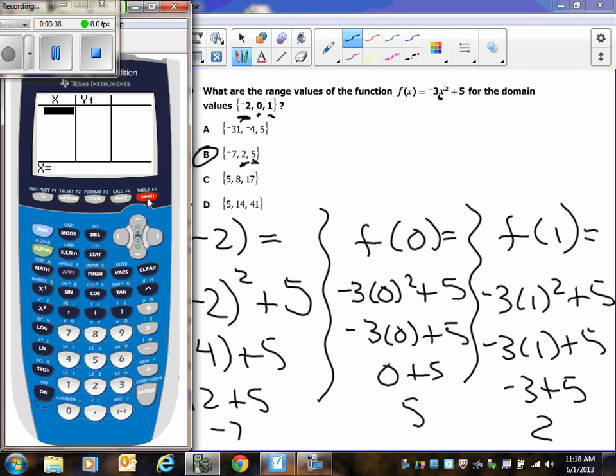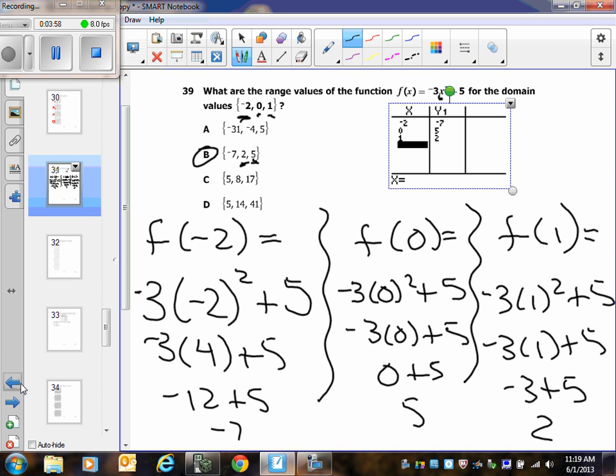Now when I go to the table, my table is blank, which is great because I get to type in the x values I want, which are negative 2, 0, and 1. So there's our negative 2, our negative 7, our positive 2, and our 5. So that was another option for solving number 39.